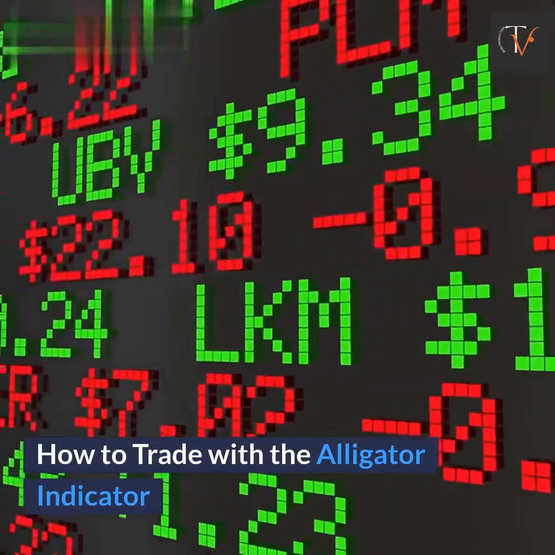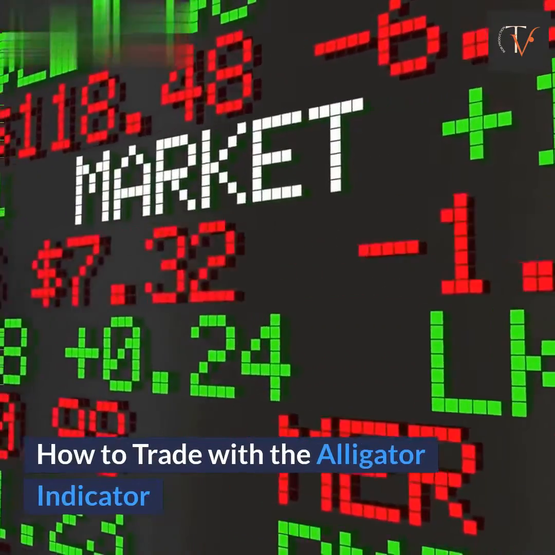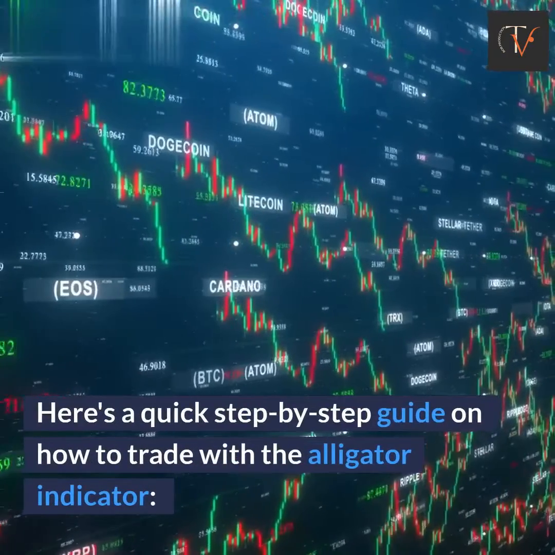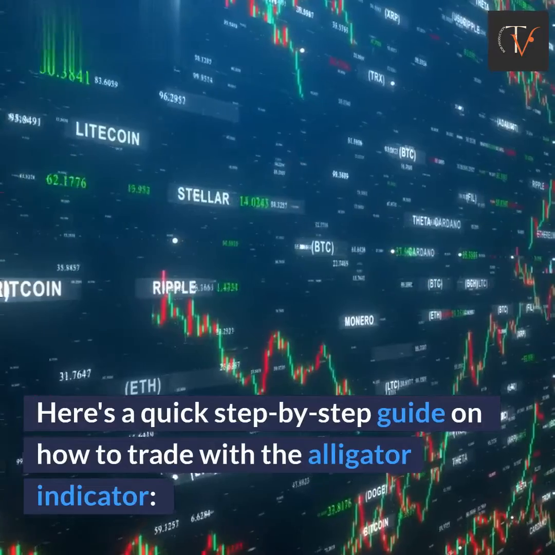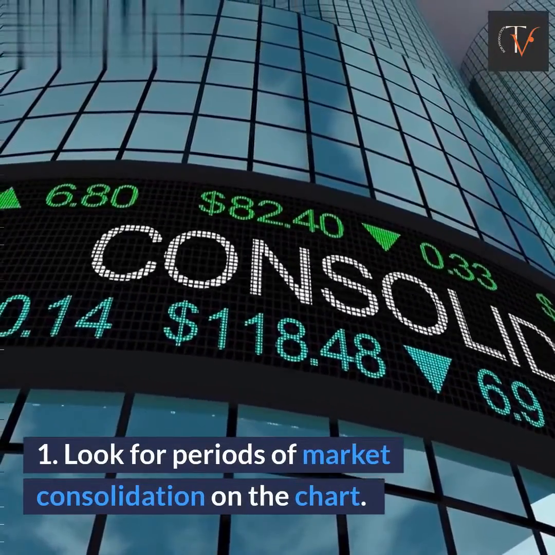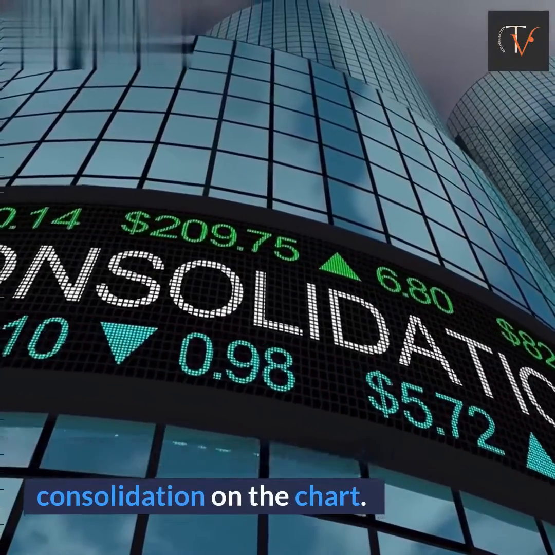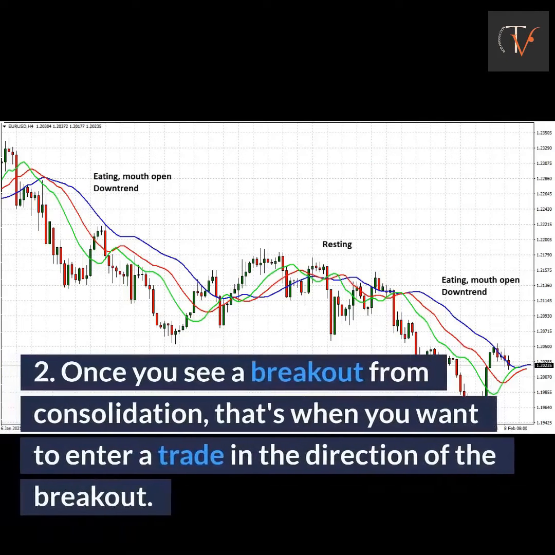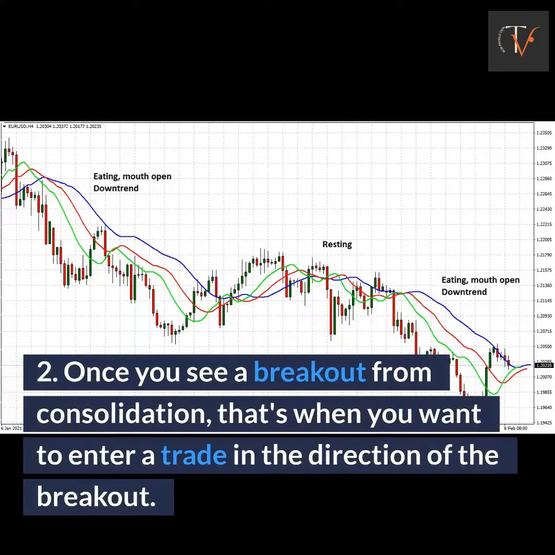How to trade with the alligator indicator. Here's a quick step-by-step guide on how to trade with the alligator indicator. 1. Look for periods of market consolidation on the chart. This is when the alligator's mouth is closed. 2. Once you see a breakout from consolidation, that's when you want to enter a trade in the direction of the breakout.